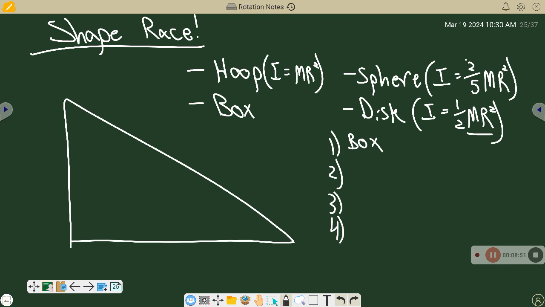Because they all have the same mr squared, it's actually going to come down to just the coefficient that sits in front of that mr squared for their rotational inertia. Because the lower the rotational inertia, that means the more potential energy is going to get converted to translational kinetic. The lower rotational inertia, the higher the linear velocity. So I'm just going to order them in order of lowest to highest rotational inertia. So the rest of this race is going to be sphere in second, disc in third, and hoop in last.